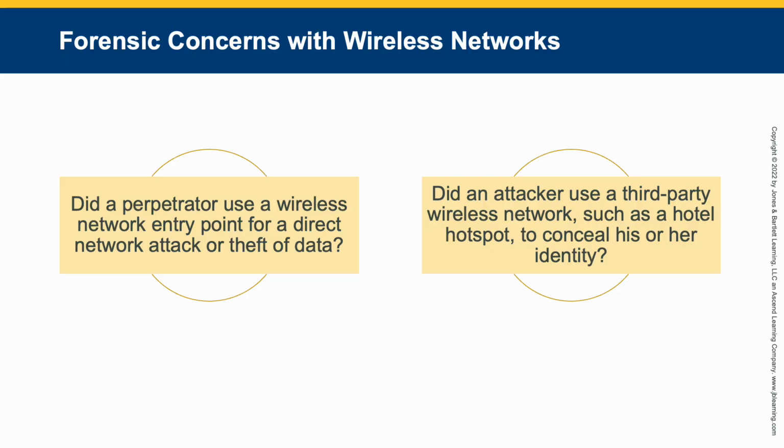Forensic concerns with wireless networks. A perpetrator uses a wireless network entry point for a direct network attack or theft of data. Did an attacker use a third-party wireless network, such as a hotel hotspot, to conceal his or her identity?